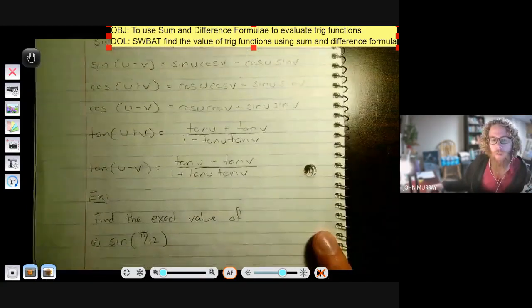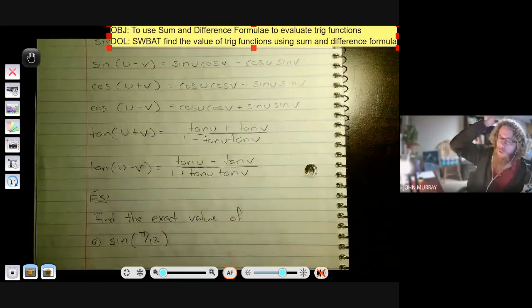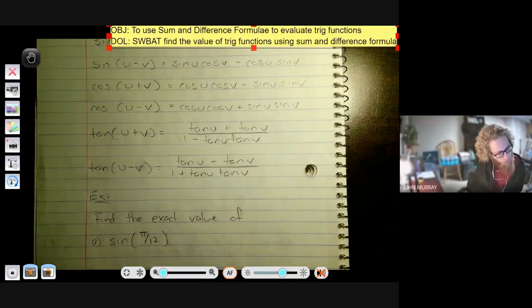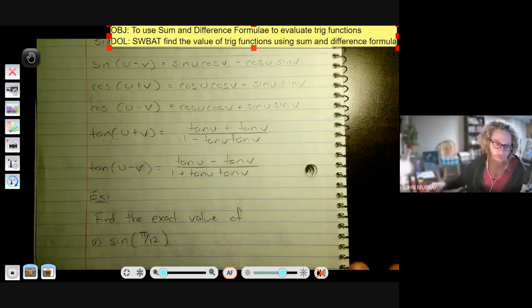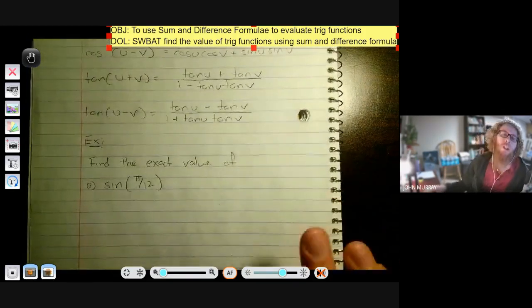Okay, so let's start off. Now, with these, we can use these rules with either radians or degrees. I will admit it is a little easier when we're dealing with degrees. But again, it doesn't matter what we're in.